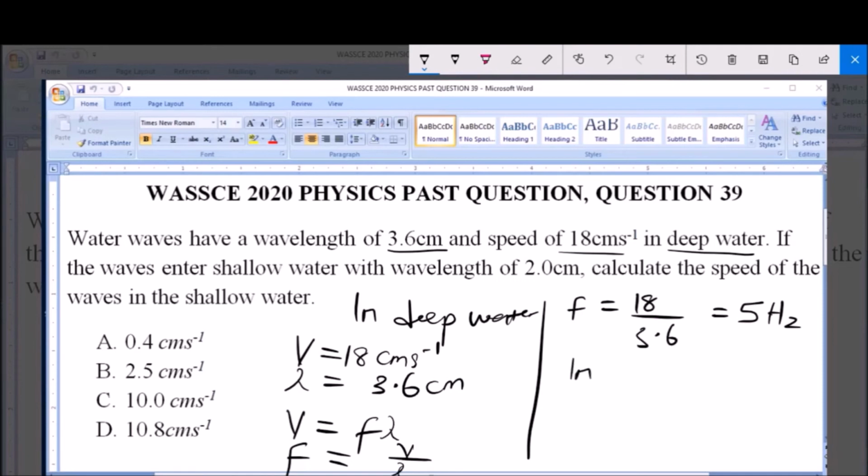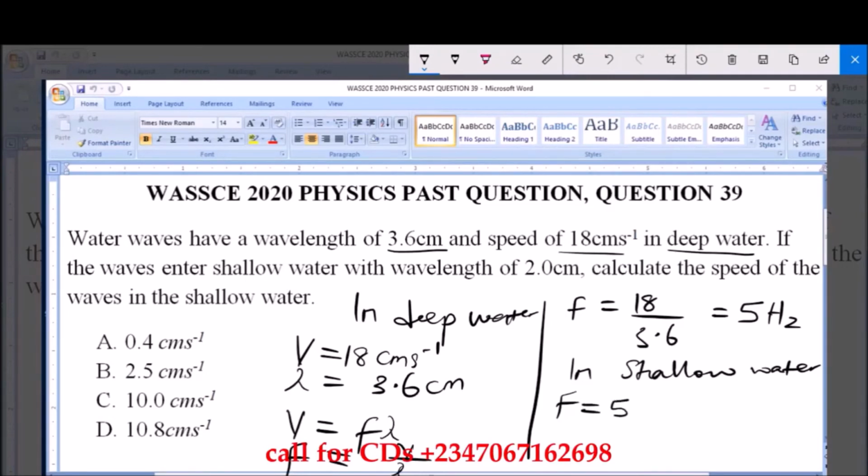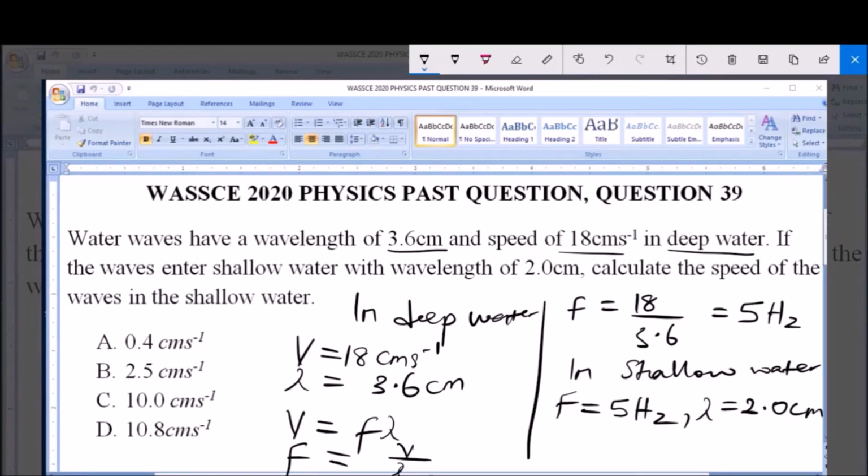Now in shallow water, since we know that the frequency of the wave remains the same, it is constant, we have that the frequency F in shallow water is equal to 5 hertz. Also, the wavelength lambda in shallow water is 2.0 centimeter. Now we are asked to find the speed of the wave in shallow water, that is V is equal to F lambda, and this is equal to 5 multiplied by 2, which is equal to 10 centimeter per second. So 10 centimeter per second is the speed of the wave in the shallow water, and that is option C. Option C is the answer.